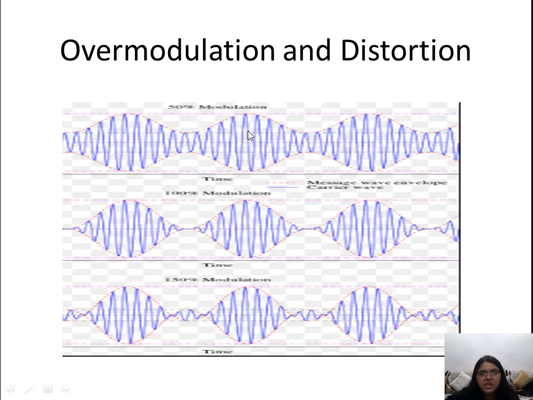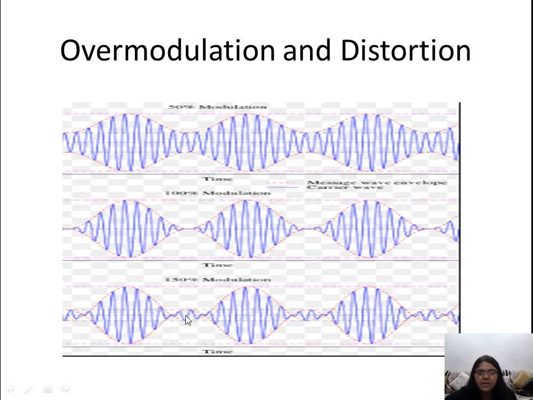Over here we can see that if Vm is greater than Vc, then no perfect modulation can be done, and there is information loss. Here, whatever you can see, it's information loss. So this is about the modulation index and the waveforms. It is the waveform for m less than 1, m equal to 1, and m greater than 1.